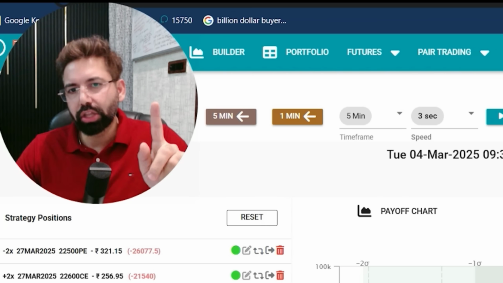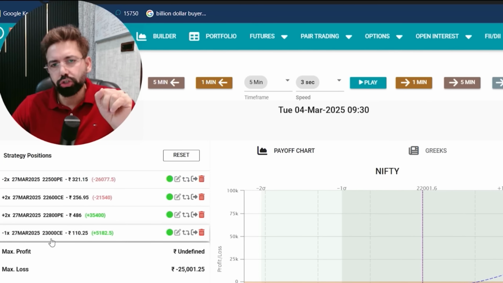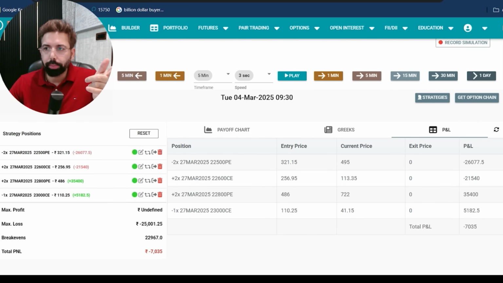But the number one thing is the call which I sold, which is really far out of the money. We sold it for 110. Let's see how much it's trading for. So we come here, and we see the call which we sold for 110 is now trading around 41.5. It is trading at less than 50%, so a majority of the premium is gone in just a couple of days.